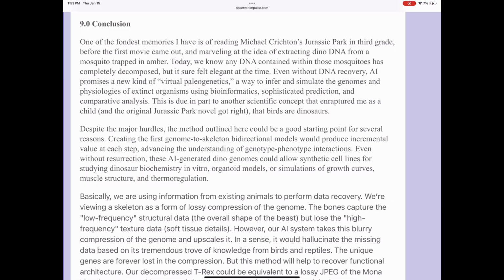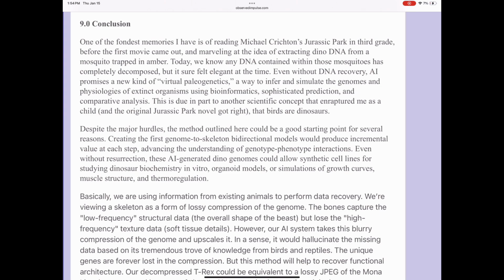One of the fondest memories I have is of reading Michael Crichton's Jurassic Park in 3rd grade, before the first movie came out, and marveling at the idea of extracting dino DNA from a mosquito trapped in amber. Today we know any DNA contained within those mosquitoes has completely decomposed, but it sure felt elegant at the time. Even without DNA recovery, AI promises a new kind of virtual paleogenetics, a way to infer and simulate the genomes and physiologies of extinct organisms using bioinformatics, sophisticated prediction, and comparative analysis. This is in part to another scientific concept that enraptured me as a child, and the original Jurassic Park novel got right, that birds are dinosaurs.